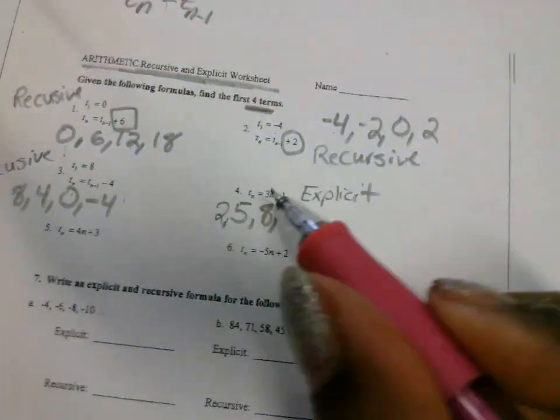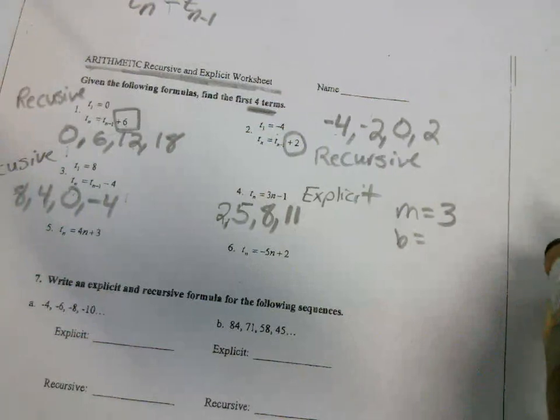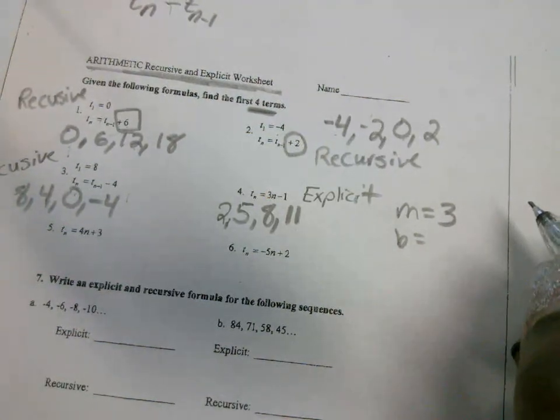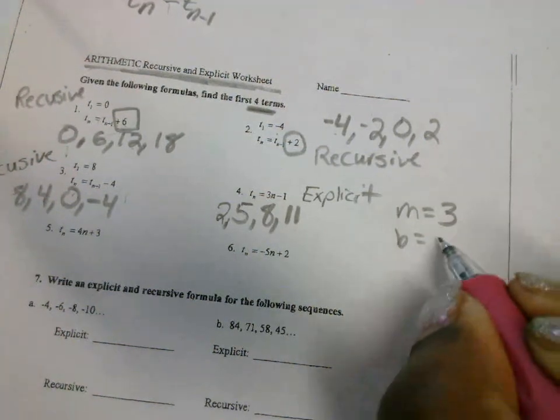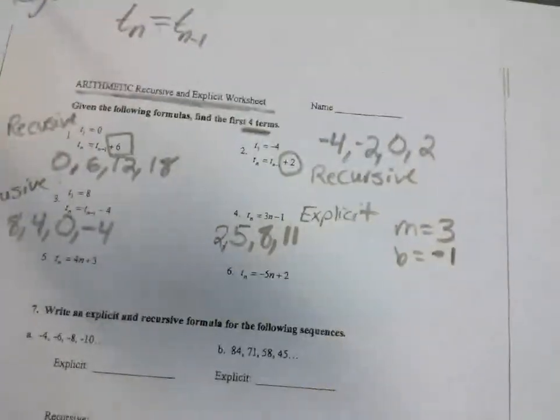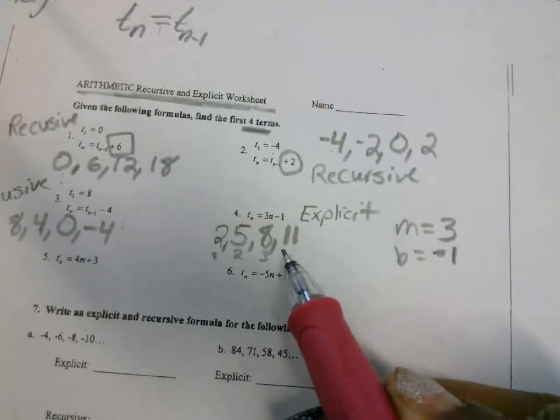The slope here is what? What's the slope? 3. What's the y-intercept? -1. Okay, so this is the first number, second number, third number, fourth number.